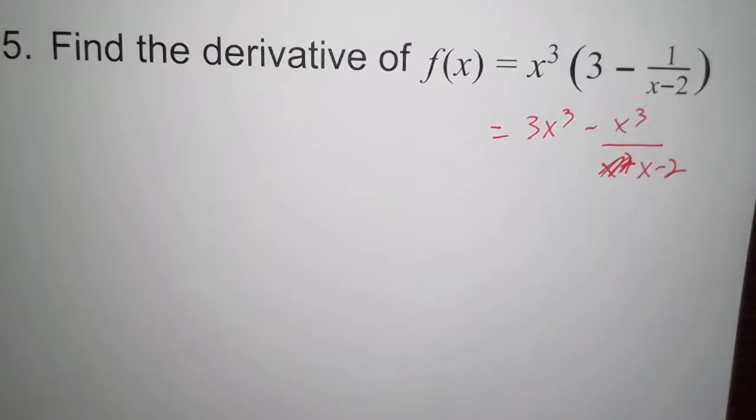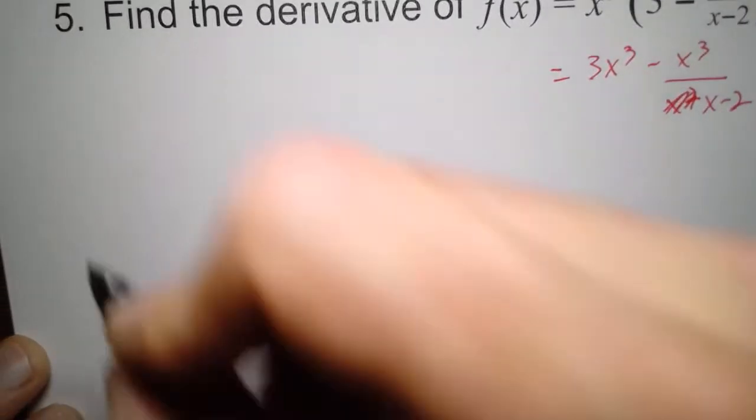Now f of x has two parts. The first part is very straightforward. It's a very simple power rule. But this one, x cubed over x minus 2, that's going to require quotient rule.